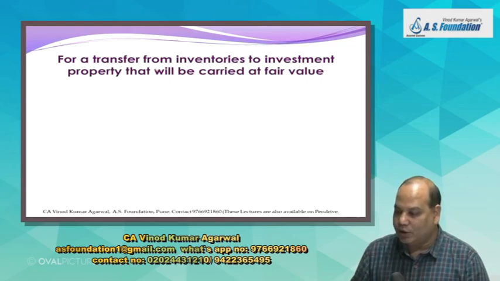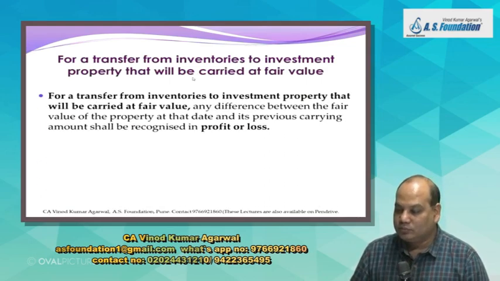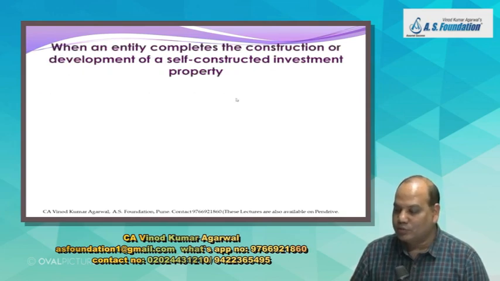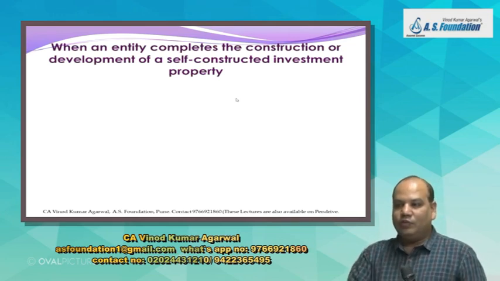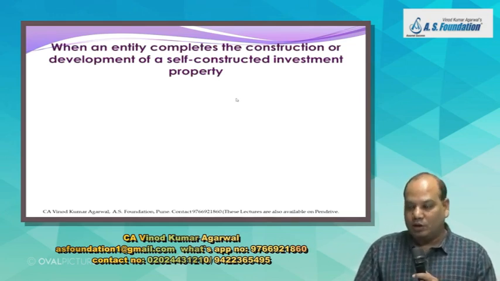Now we'll come to inventory to investment property. Inventory to investment property, and investment property is carried at fair value. In this case, since the original classification is inventory and now it is investment property, the difference will be transferred to profit and loss. But from owner-occupied property to investment property, the gain will be shown in revaluation surplus. But from inventory to investment property, the gain will be shown in P&L account.